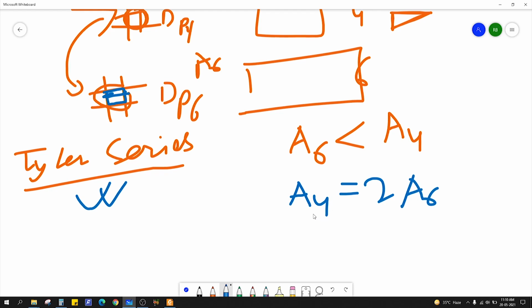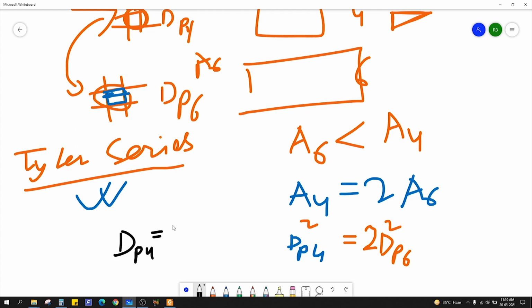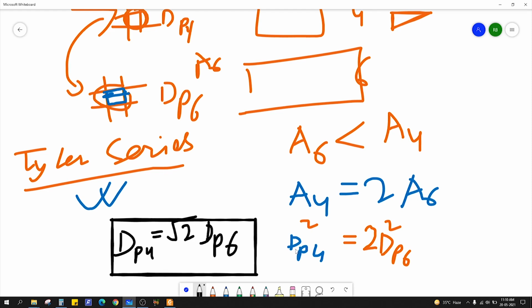So for the A4 we have dp4 square, and for the A6 we have dp6 square, right? And we have a factor of 2 here. So now if you simplify it, you'll get dp4 is equal to square root 2 times dp6. Fine, this is what you should remember.